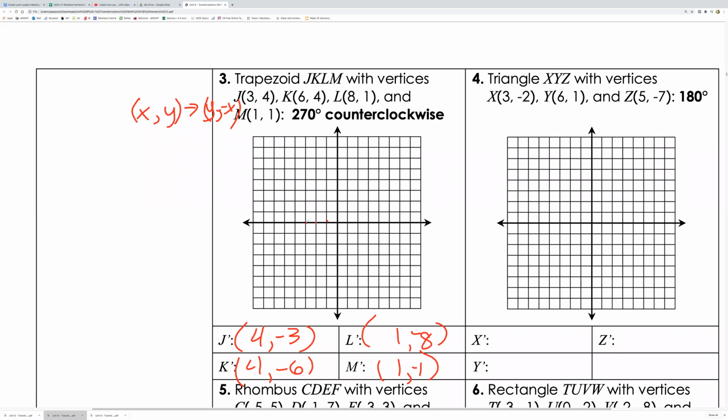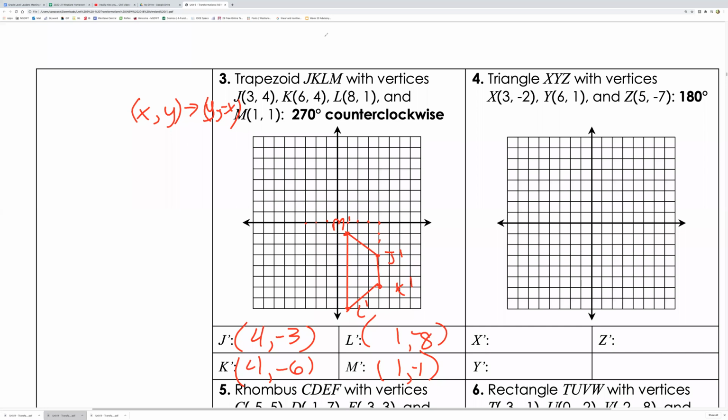So now let's plot that. 1, 2, 3. 1, 2, 3, 4. 1, 2, 3. Put a dot. That's J prime. Then we've got 1, 2, 3, 4. 1, 2, 3, 4, 5, 6. It's K prime. 1, negative 8 is going to be right there. That's L prime. And 1, negative 1 is going to be right there. That's going to be M prime. We're going to connect those dots. Ooh, that was a bad connection. Get our little trapezoid right there. Let's plot our original image.